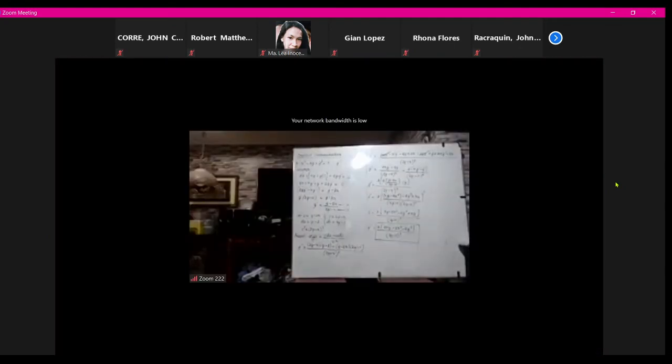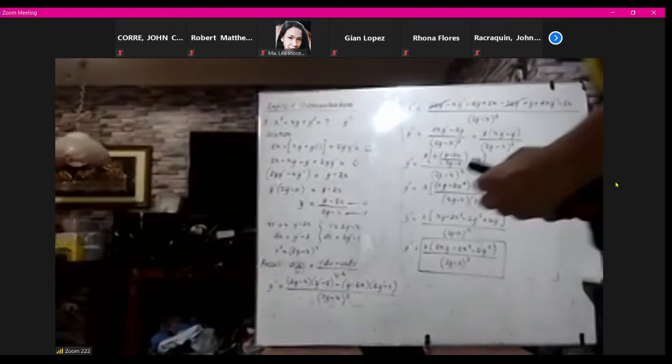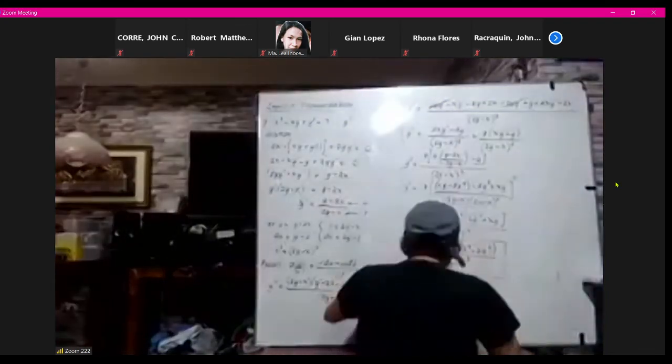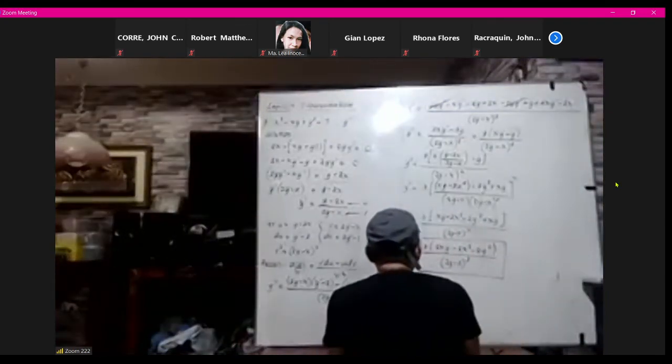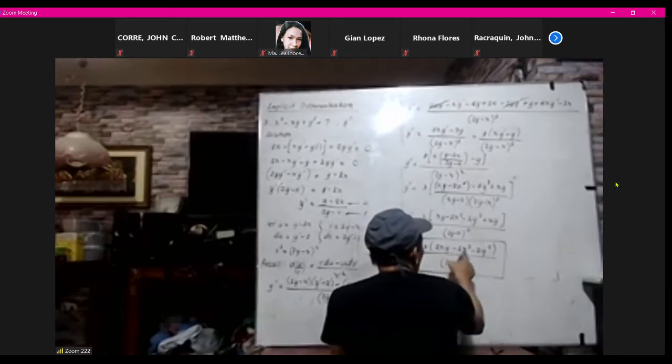Pwede rin ang second derivative natin ng y is equal to 6 multiplied by xy minus x squared minus y squared. Pwede rin ganon. Okay. Simplify pa natin. Kasi pwede dito 6. So this time, pwede second derivative of y is equal to 2, so pwedeng times 3, 6.